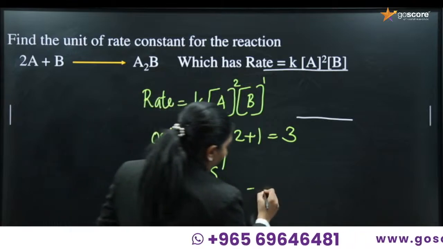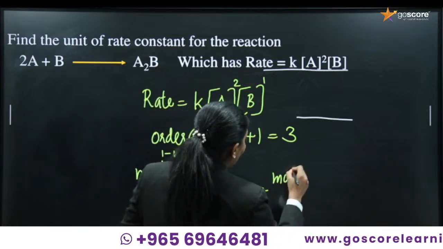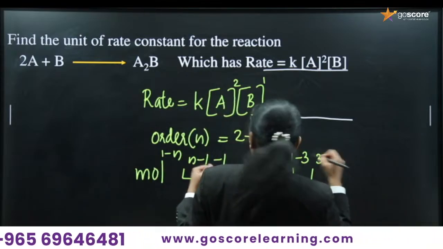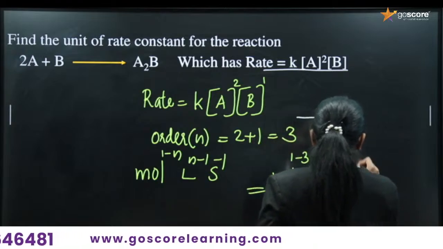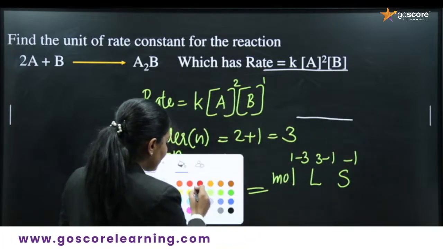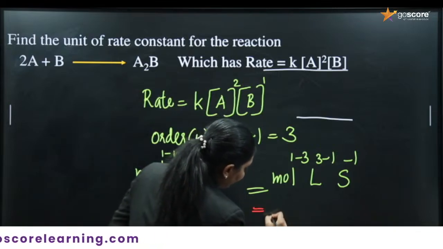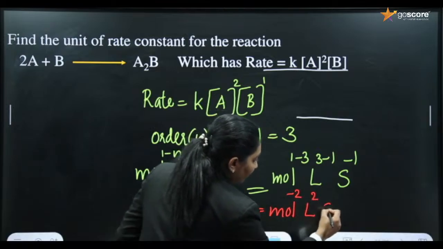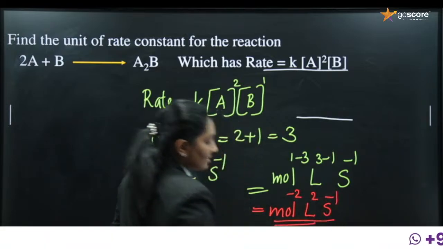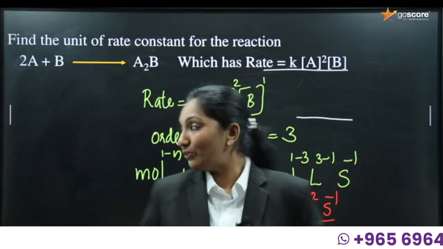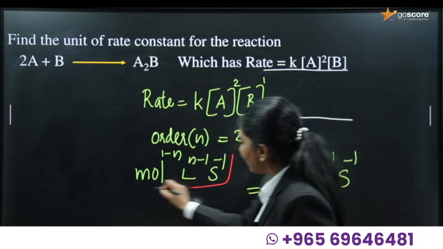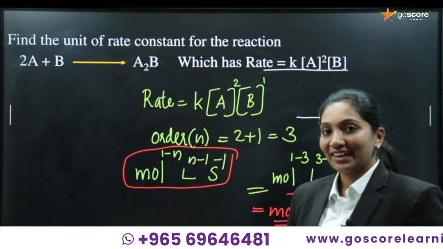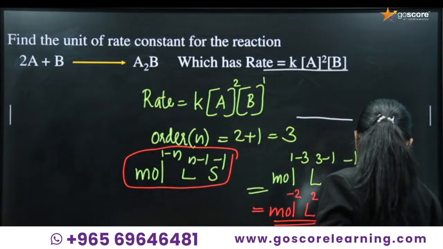So what will be the answer? It will be mole raised to 1 minus 3, liter raised to 3 minus 1, second inverse. So your final answer will be mole raised to minus 2, liter raised to power 2 and second inverse. See how easy it is. If you learn this one, you can easily get the unit of rate constant. Okay, now let's go for the next question.